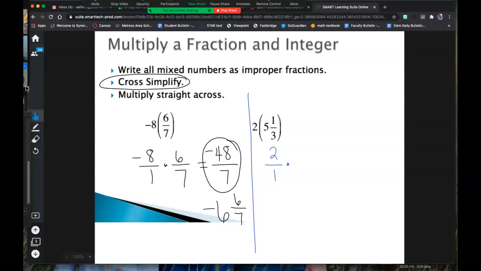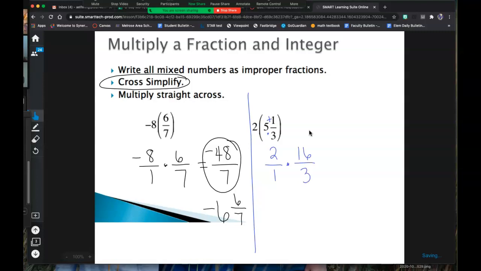Go ahead, Carson. Unmute yourself. You need to multiply 5 and 3 and then add the 1. Absolutely. Thank you, Carson. So you'd multiply the 5 and the 3, which is 15, and then add the 1. So that's going to be 16 over 3.